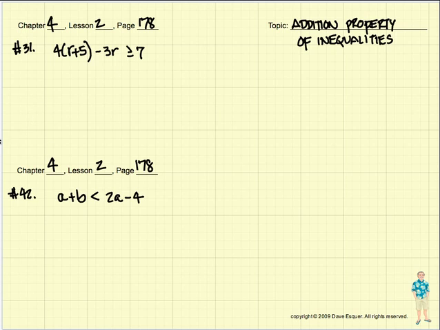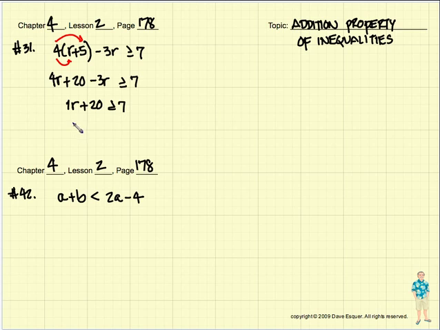Number 31, I think first thing we're going to do is probably distribute, if there's any distribution to be done. Looks like we have 4r plus 4 times 5 is 20 minus 3r better be greater than or equal to 7. Let's combine like terms where we can. We have a 4r minus 3r, so that turns out to be 4r take away 3r is 1r plus 20 is greater than or equal to 7.